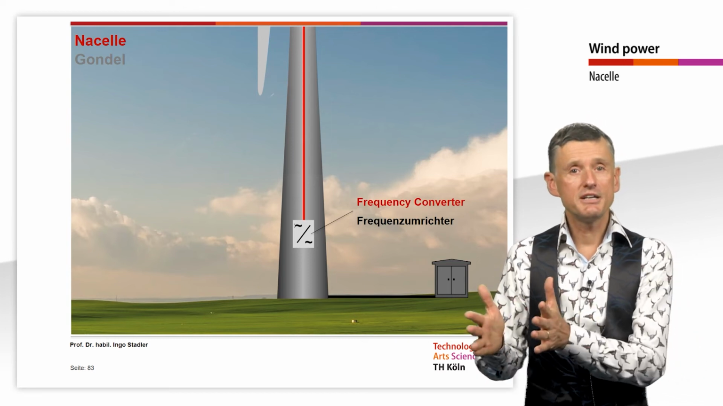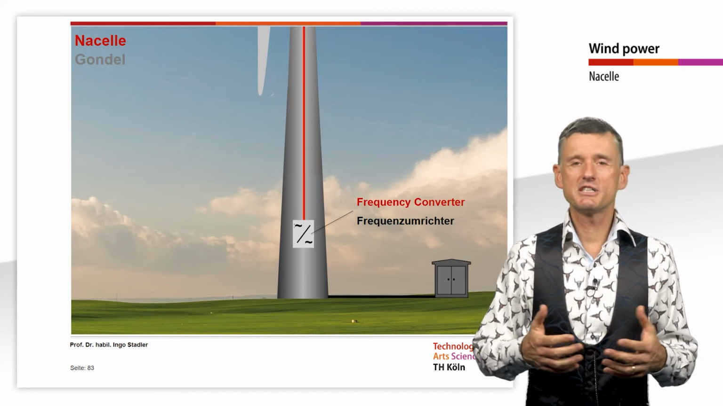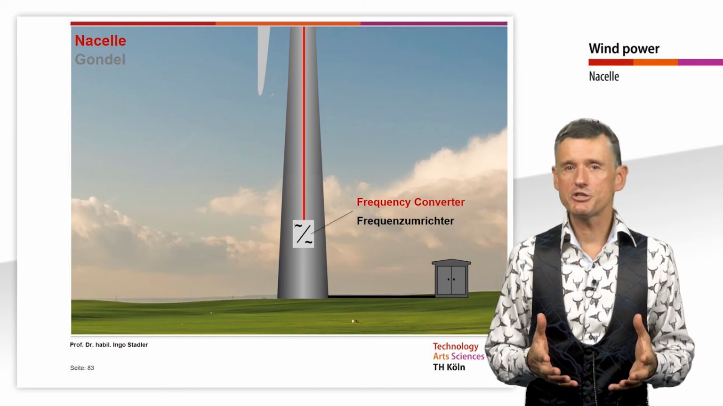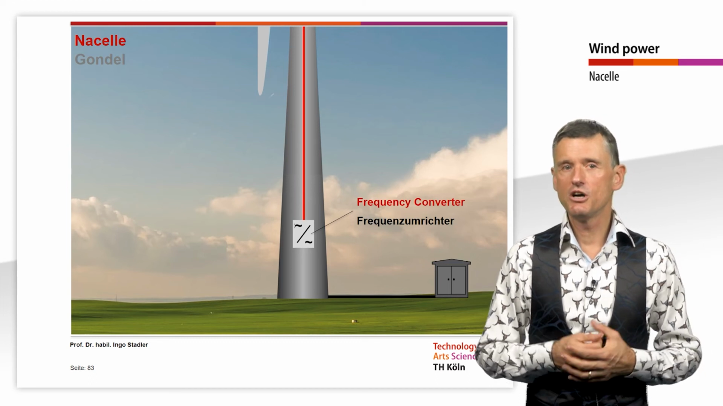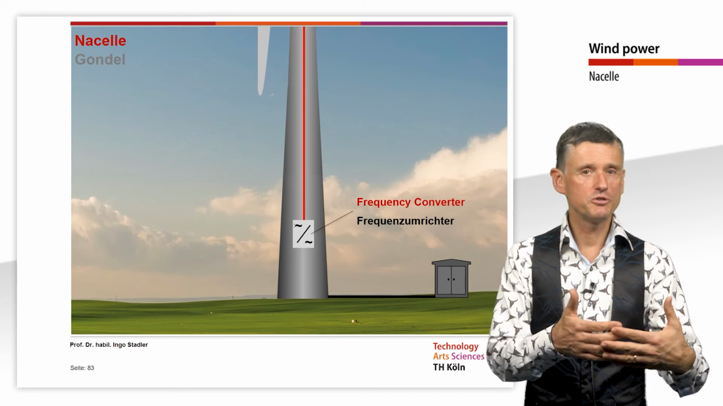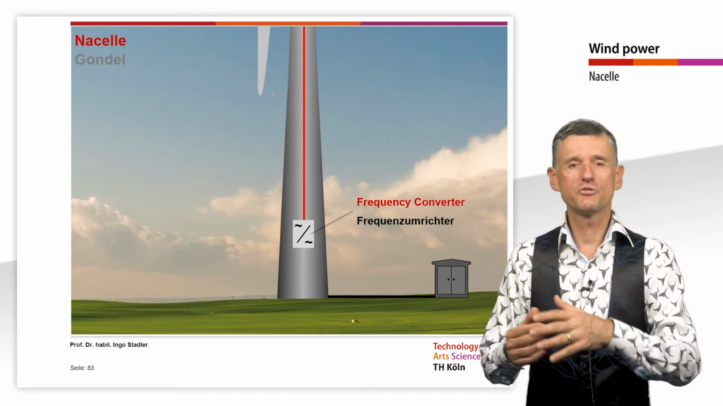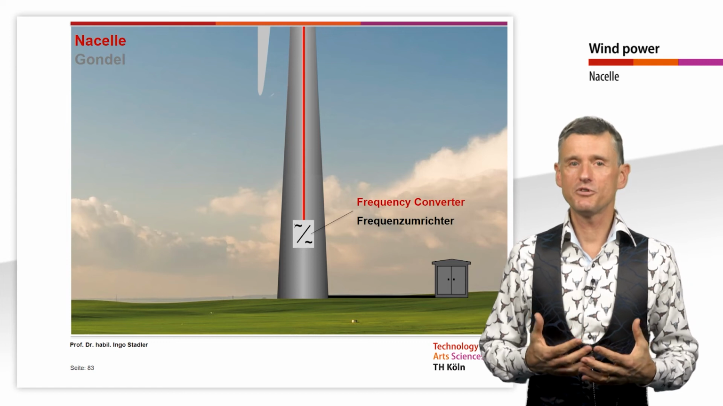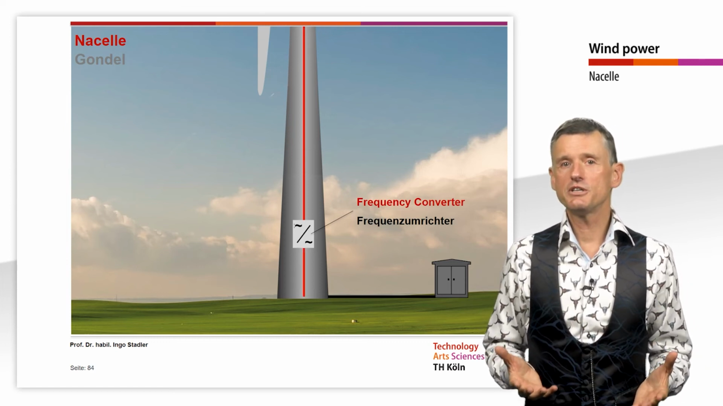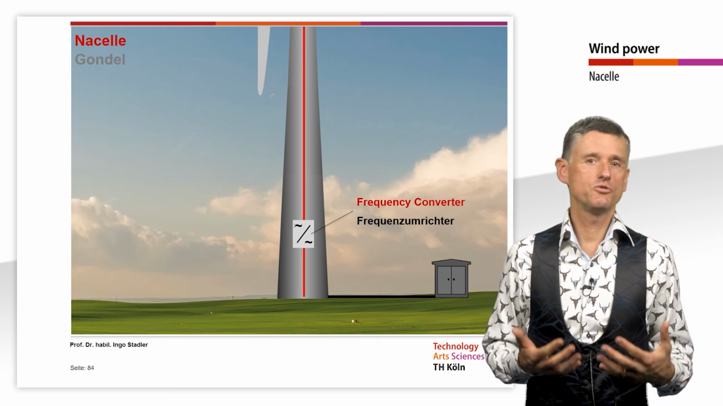On the grid side, a fixed frequency, for example the 50 Hz in Europe, is required. The adaptation of the variable frequency of the current coming from the generator forced by the rotor is then converted to the grid frequency with the help of the frequency converter. Finally, the generated electricity is fed into the grid.